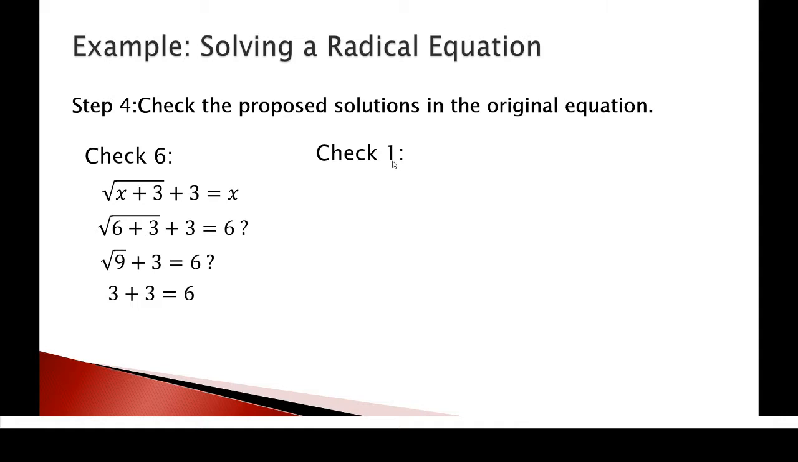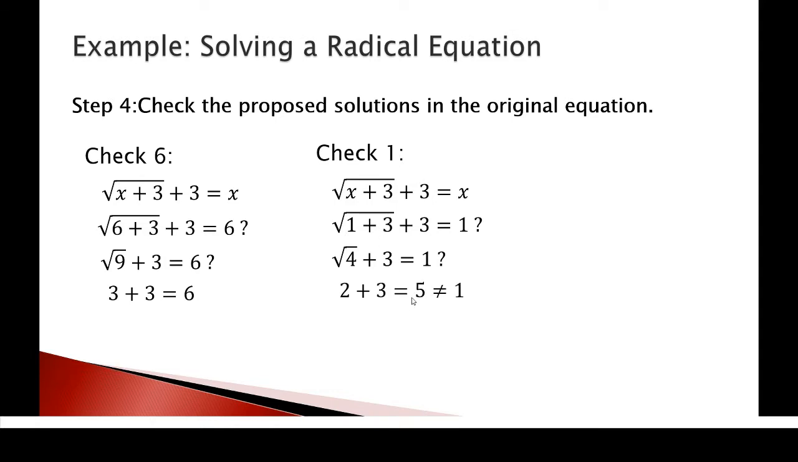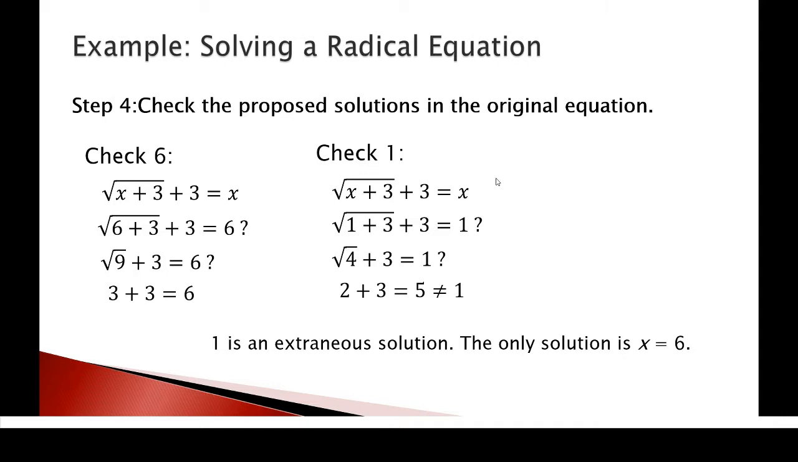Then take x equal to 1. Plug x equal to 1 into the equation. So on the right hand side you have 1 and on the left hand side you will get 5. So we know that 5 is not equal to 1. This is incorrect. So x equal to 1 is not a solution of our original equation. So the only solution is x is equal to 6, right?